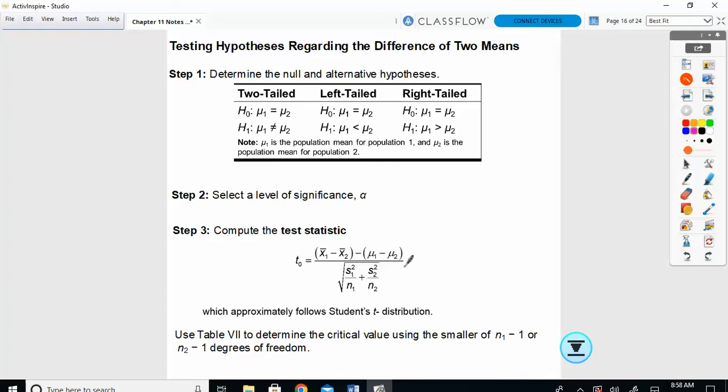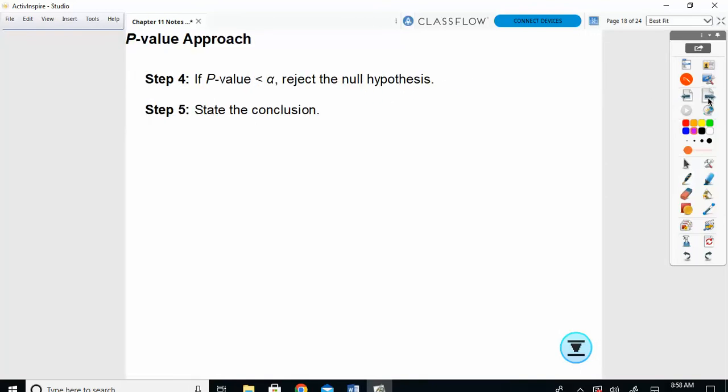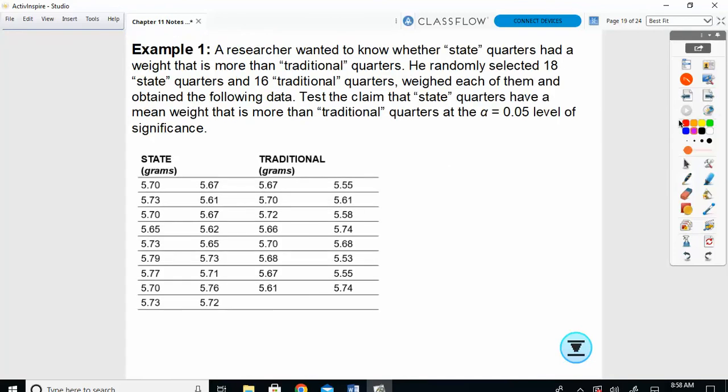So then hypothesis testing is like before. We have to write our hypothesis, we have to find our alpha, we have to get t, and then we can use the table, or we can use our calculator. We tended to go with the p-value approach where we just get the probability, and if it's smaller than alpha, we can reject. So let's look at a problem.